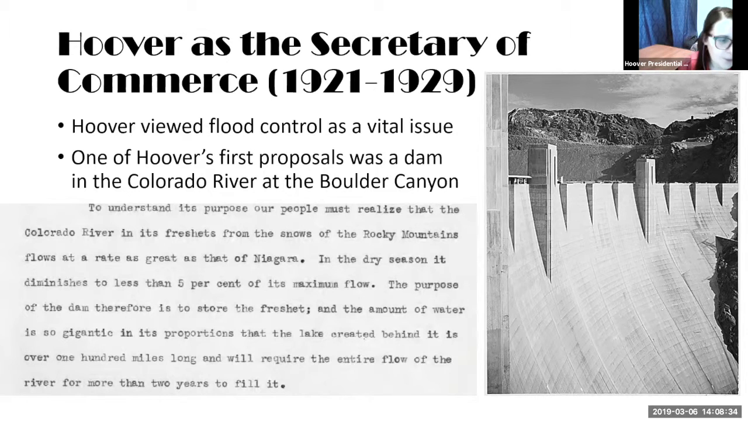The purpose of the dam, therefore, is to store the freshet, and the amount of water is so gigantic in its proportions that the lake created behind it is over 100 miles long and will require the entire flow of the river for more than 2 years to fill it. So he's talking about building that reservoir behind it. And the reservoir behind the Hoover Dam is called Lake Mead. To this day, it's the largest man-made lake in the United States.